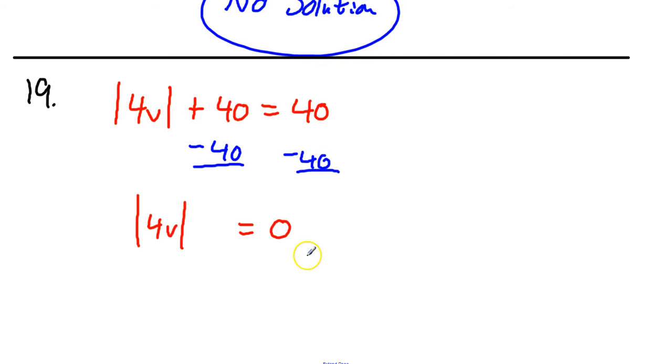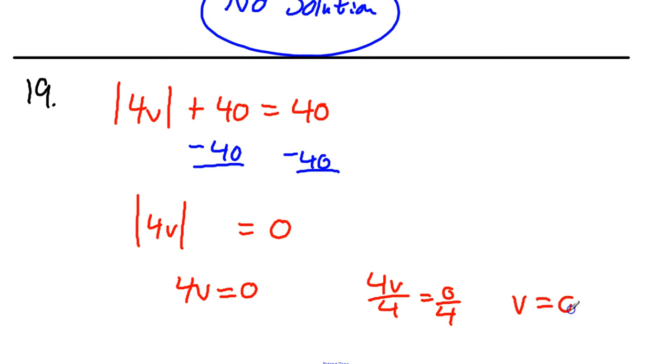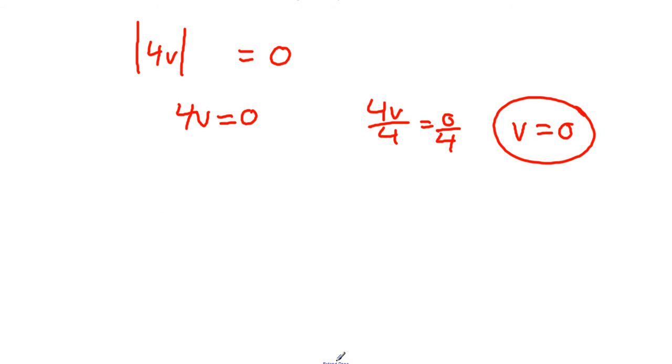And if it equals 0, then you only have one solution, because there is no positive and negative 0. There's just 0. So 4v equals 0. Divide both sides by 4. In that case, that means v would equal 0. Again, we don't worry about the negative 0 because that doesn't make any sense. So we still just have the one solution there.